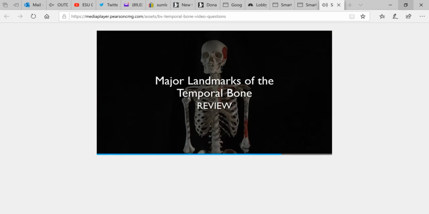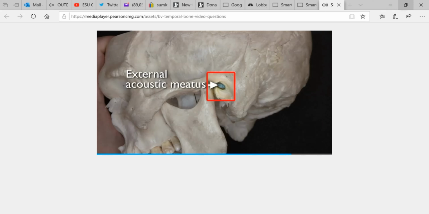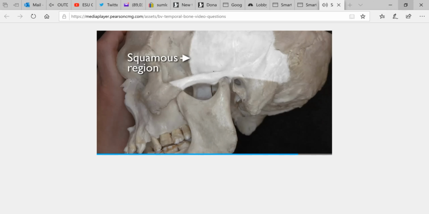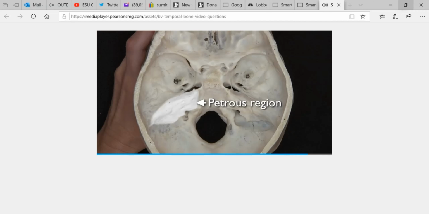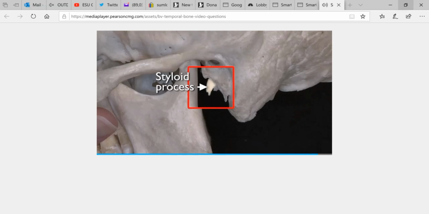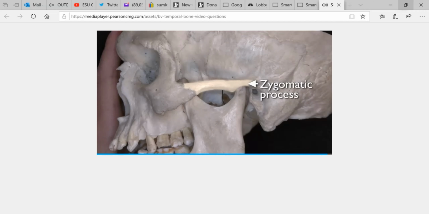Let's finish by reviewing the major landmarks of the temporal bone. Temporal bone. External acoustic meatus. Tympanic region. Squamous region. Mastoid region. Petrous region. Mastoid process. Styloid process. Mandibular fossa. Zygomatic process.